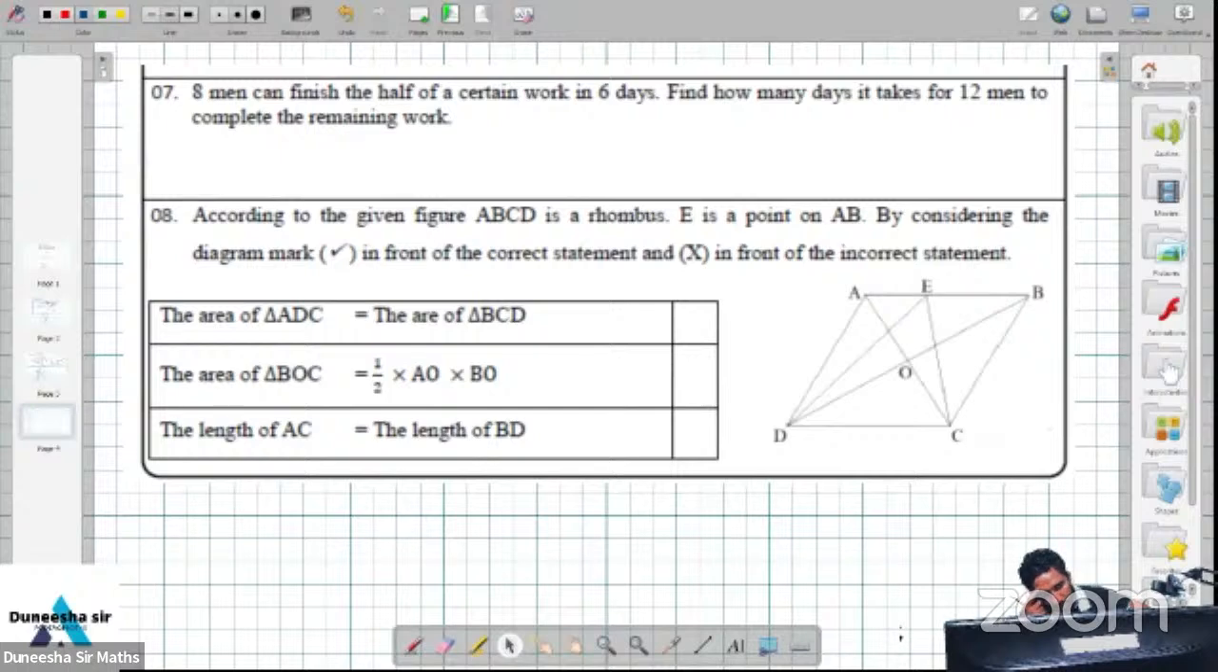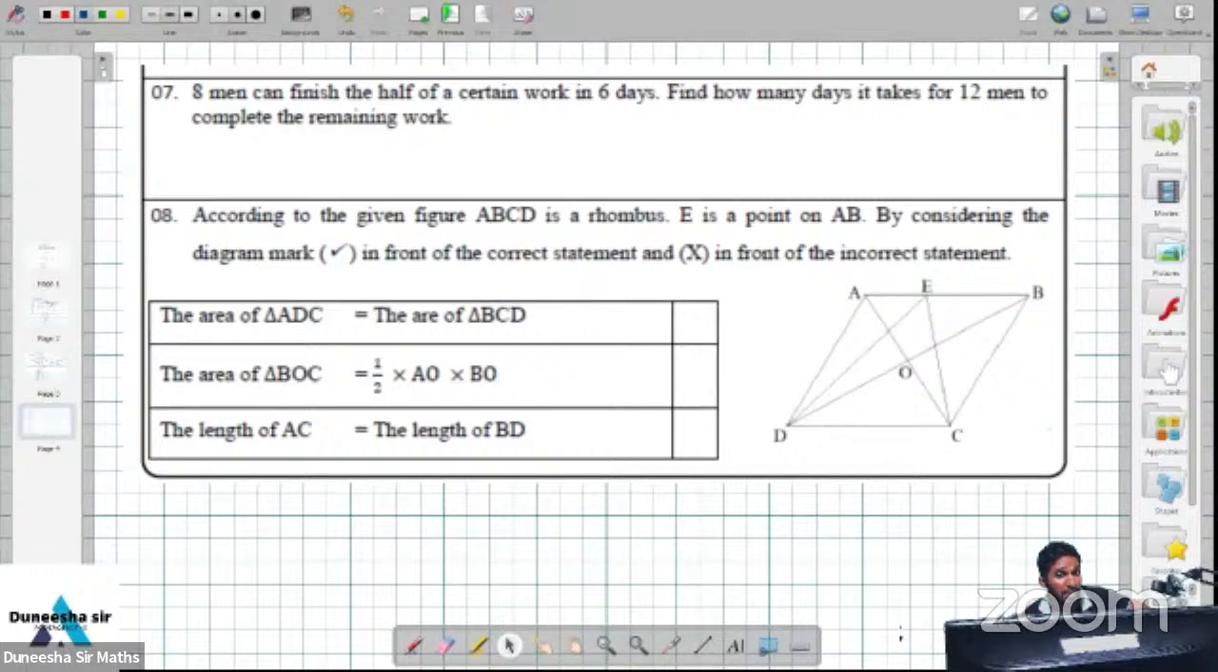Eight men can finish half of a certain work in 6 days. How many men-days is half of the work? Eight men work in 6 days. How many men-days now? 8 multiplied by 6, how much? 48. Then half of the work is 48.